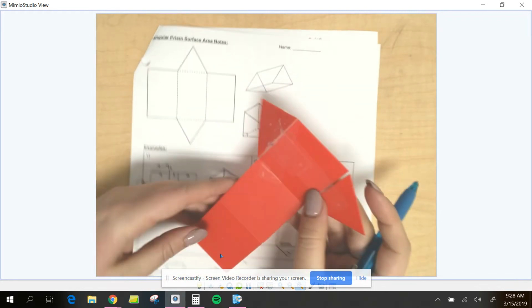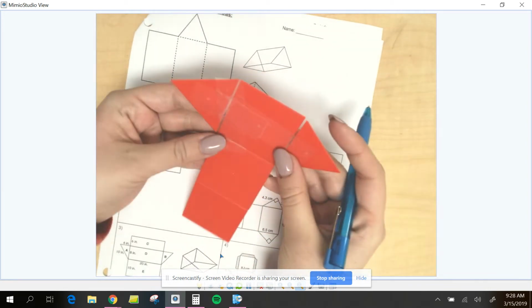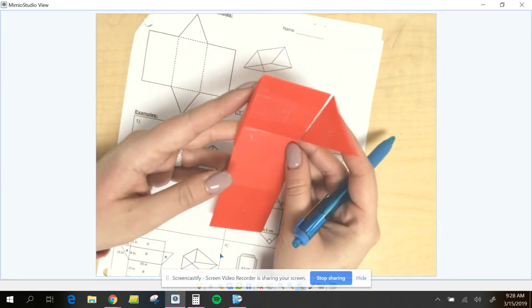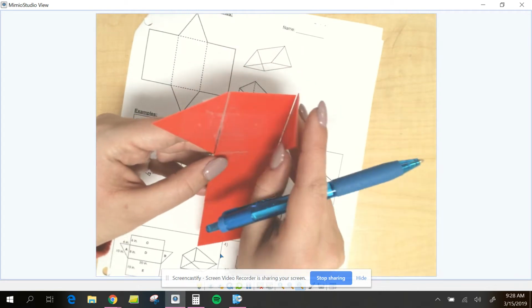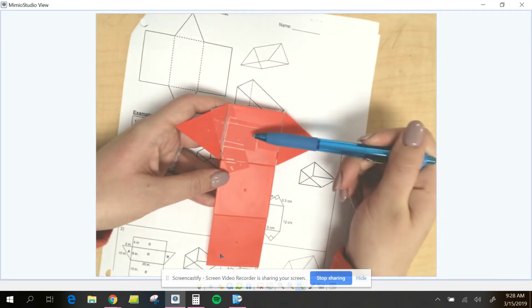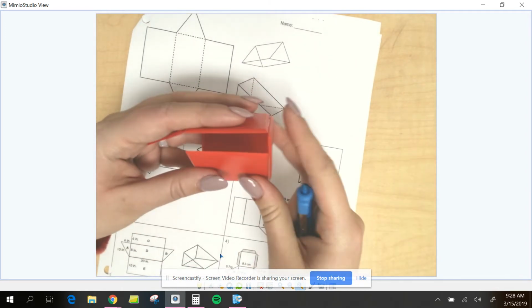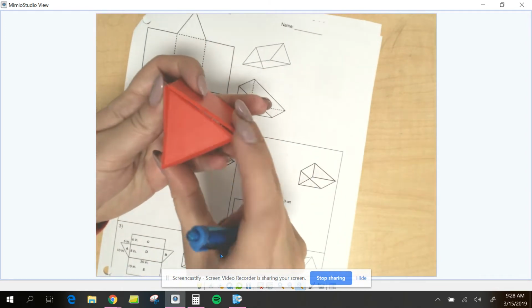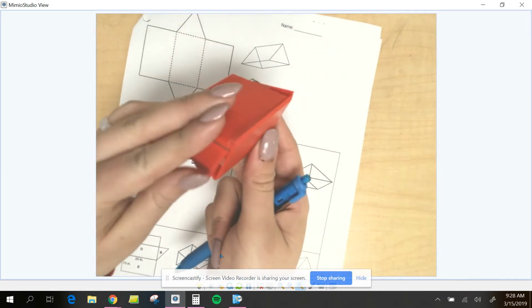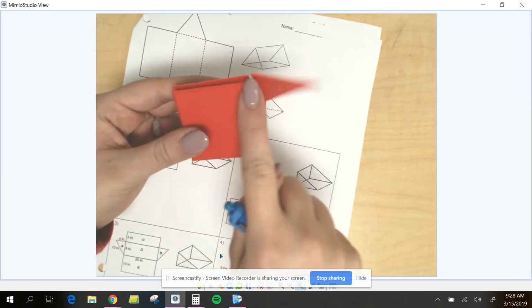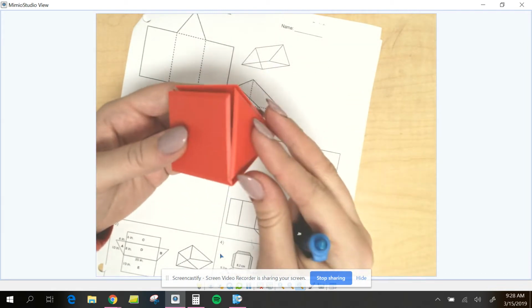And the net would look something like this or like this. Again, there's two opposite triangles this time on each side. And instead of 4 main pieces, we have 3 main pieces. So all folded up together, it would look like this. So it's just 2 triangles connected by these long rectangular sides.